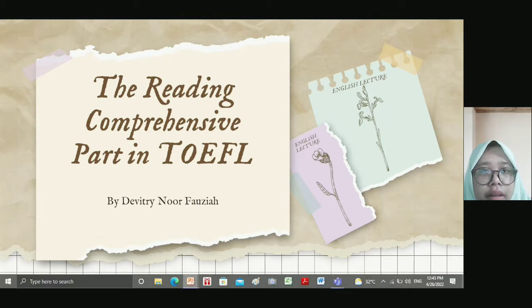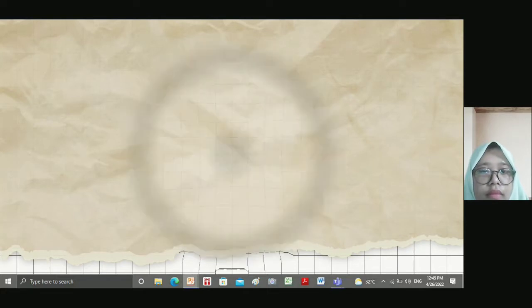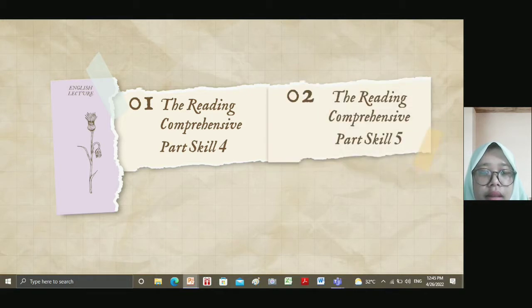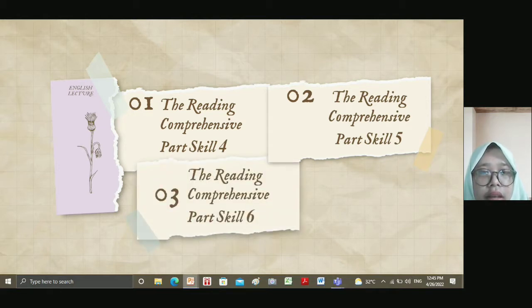I will explain the reading part, skill 4 to skill 6. My presentation lasts about 10 minutes. This talk is divided into three main parts. Firstly, I'd like to look at the reading part skill 4. Secondly, I'll be talking about the reading part skill 5. And finally, I'll be looking at the reading part skill 6.